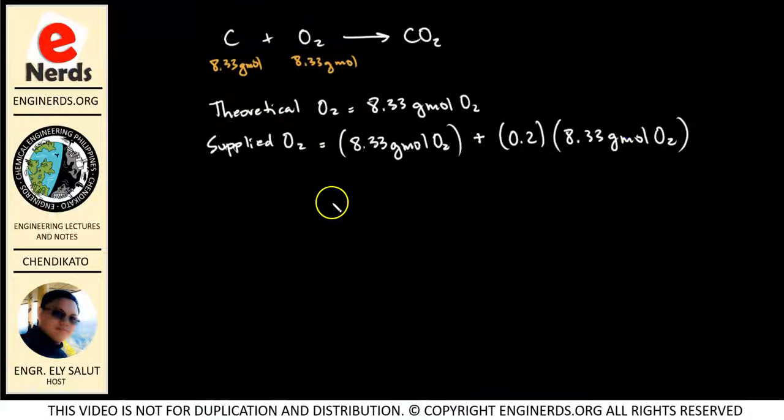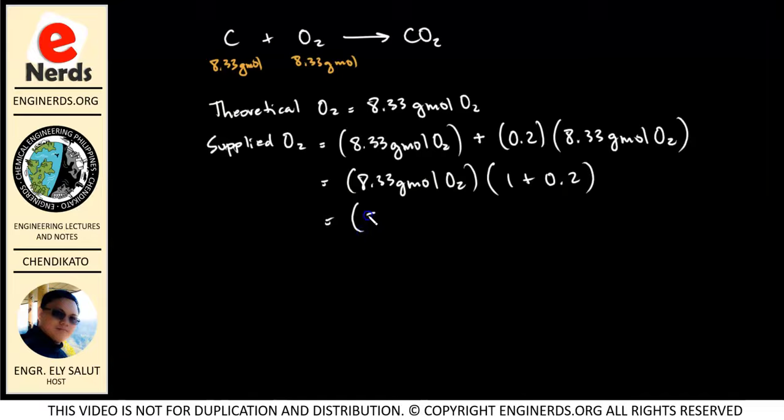Okay? In many references, hindi natin sinusulat ng ganyan yan. Pina-factor out na natin yung 8.33. So, we will have 8.33 gram mole ng O2 multiplied by, kasi pinactor out natin yan, 1 plus 0.2. So, therefore, 8.33 gram mole ng O2 times 1.2. Okay, so pinakita ko to sa inyo kasi maraming nalilito dyan kung saan daw nanggaling yung 1.2. Kasi in many references, ito na lang bigla ang makikita ninyo, no?